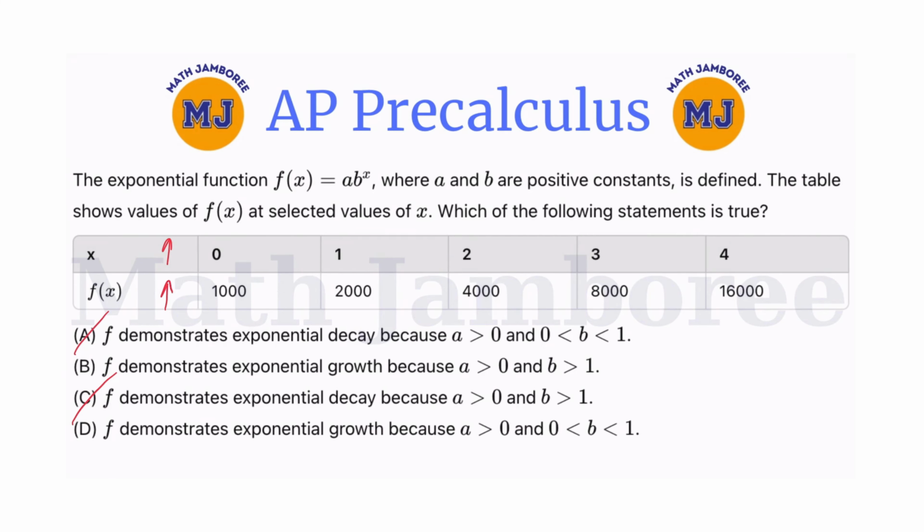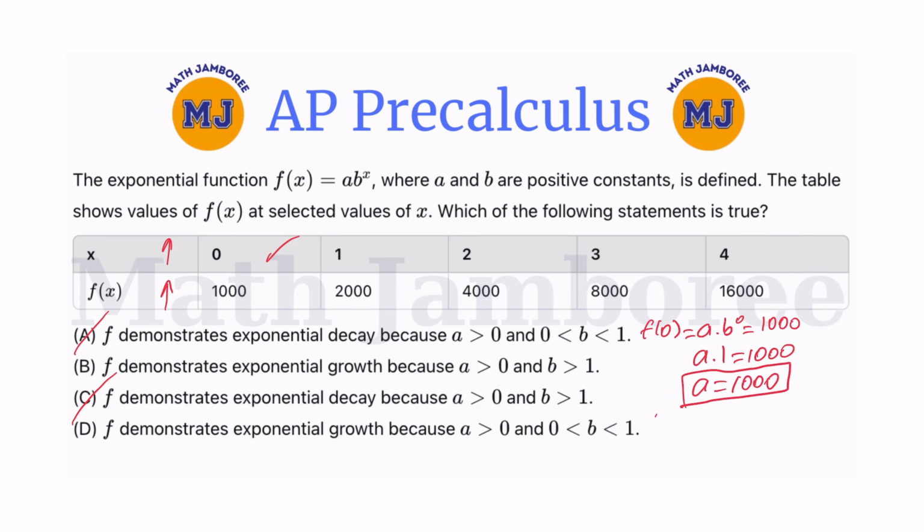So let's find the values of a and b. We'll use this data now. f of 0, a times b to the power of 0 is 1000. So which means a times 1 is 1000. So a is 1000.